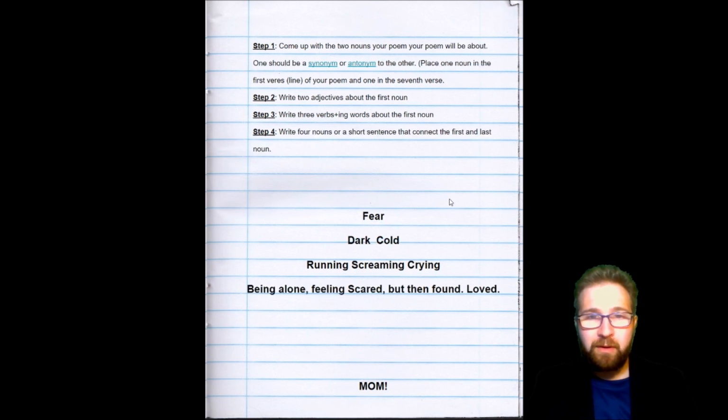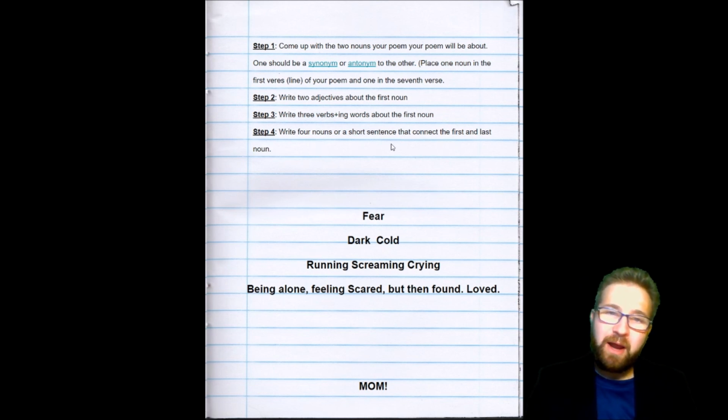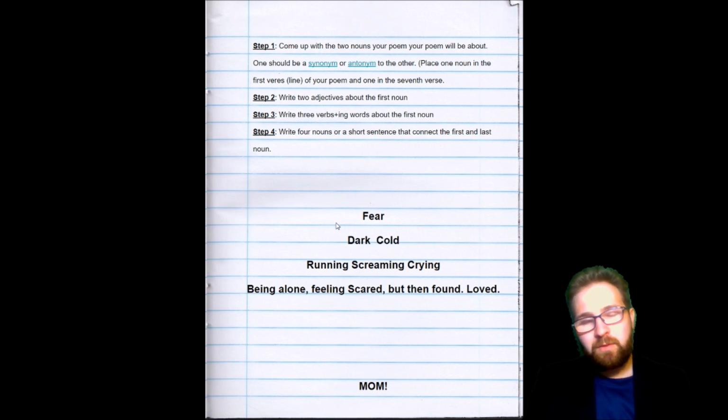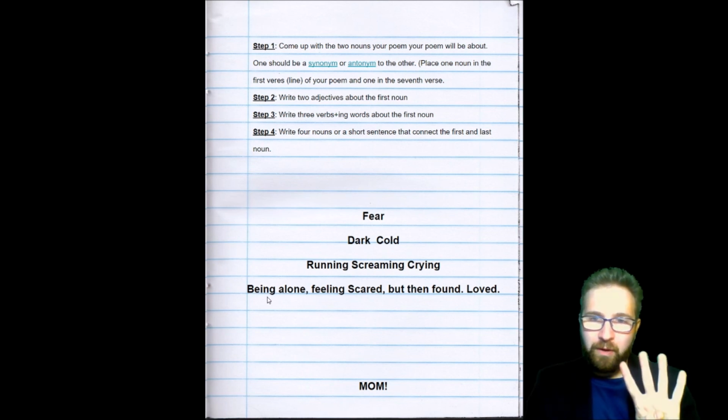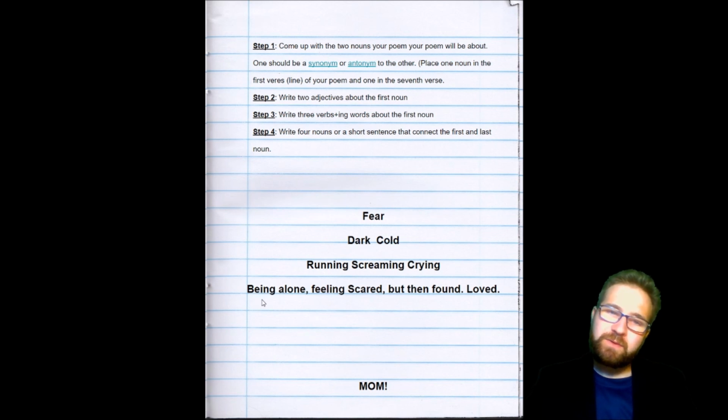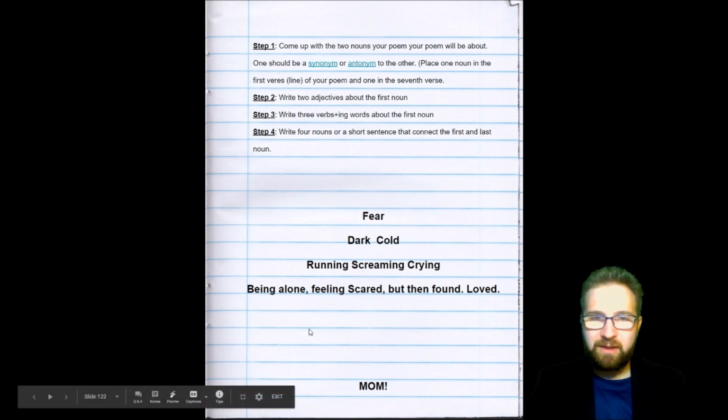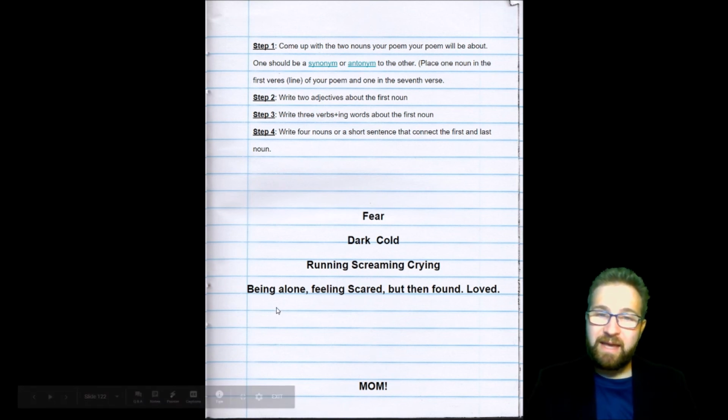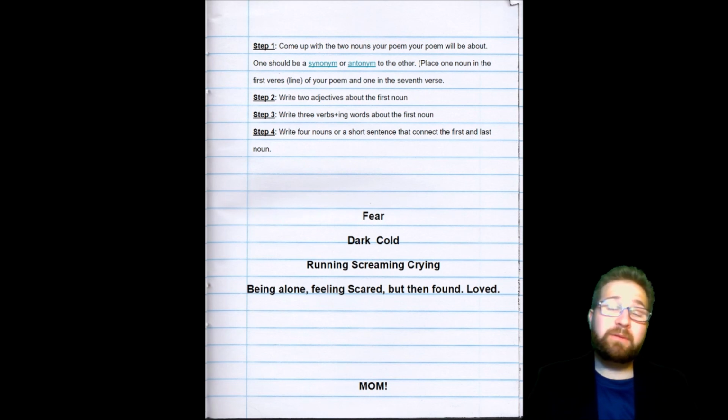Step four, I need to write either a short sentence or four nouns that connect the first noun and the last noun. Well, in the example on the first page of today's lesson, they gave you the four nouns by themselves. So I feel like I want to write a sentence for this one. To connect fear to my mom, I'm thinking I can write a sentence like, being alone, feeling scared, but then found, loved. I think that's a good sentence for the middle of my diamond poem.